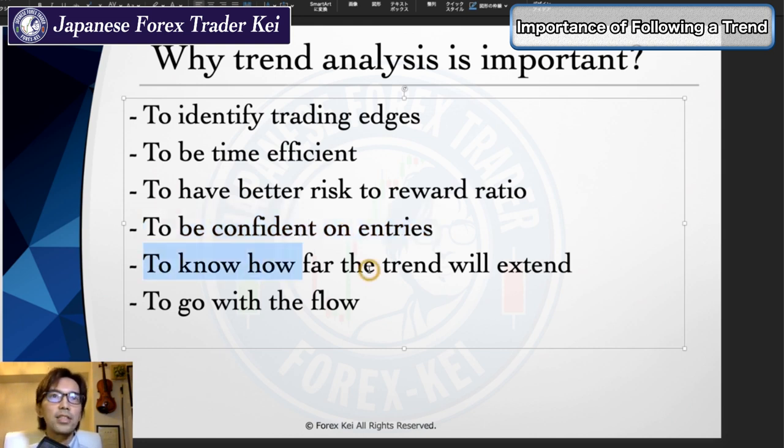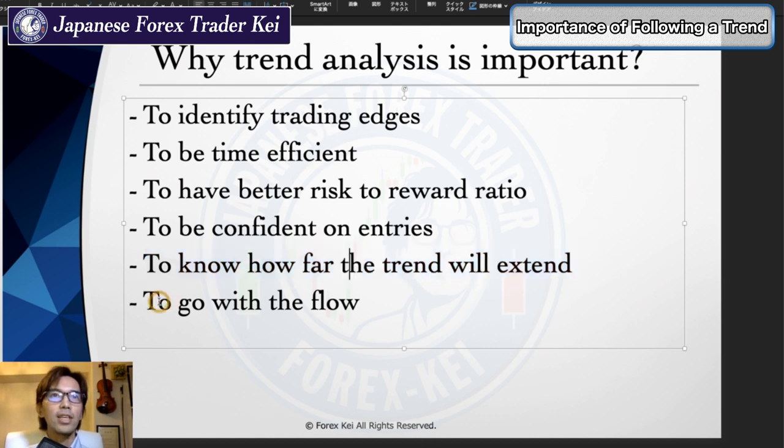Another important point is to know how far the trend will extend. When the market is in a range, the profit is limited. Usually when the price goes upwards within the range, it is going to be rejected by the resistance line and keeps going downwards. In the range, the take profit target is limited, but when it's in the trend, it keeps extending that way as much as possible. This is another good point to follow the trend.